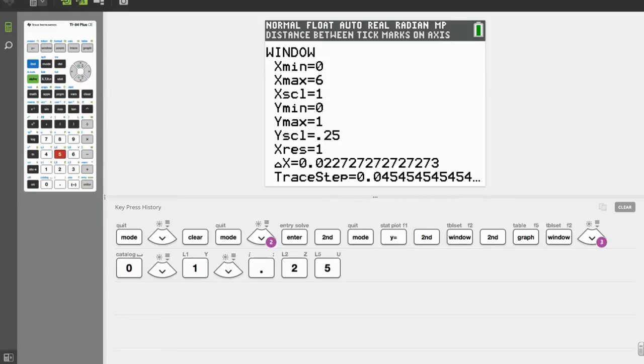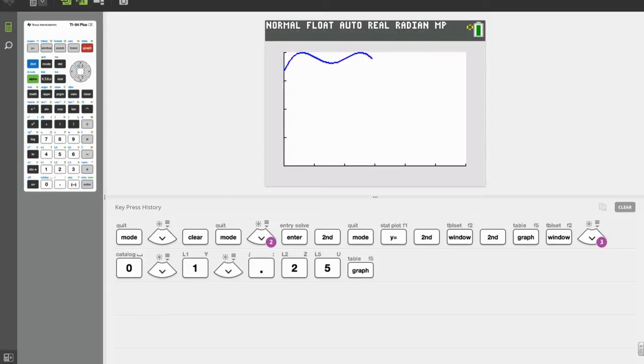So here everything is entered in the window, and if we don't do this ahead, when we look at the graph, we're not really going to be able to see those maximum and minimum values. So let's just hit graph. And you'll notice that we have 2 minimums and we have 2 maximums. So we're going to use the calculator now to find those values.